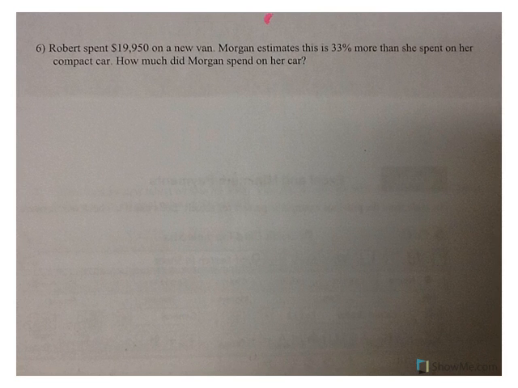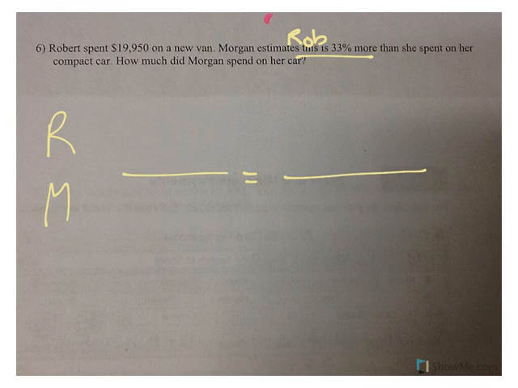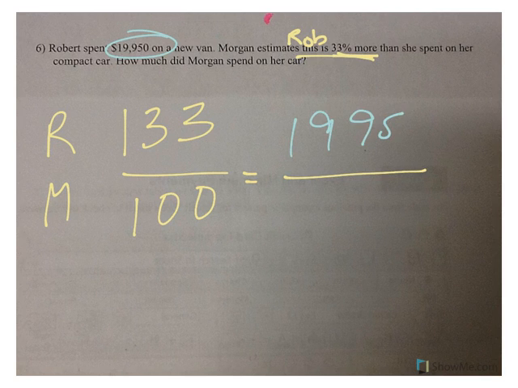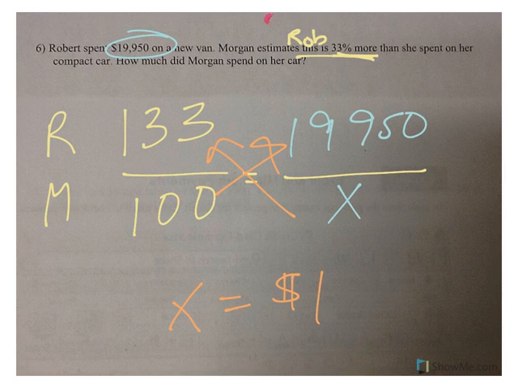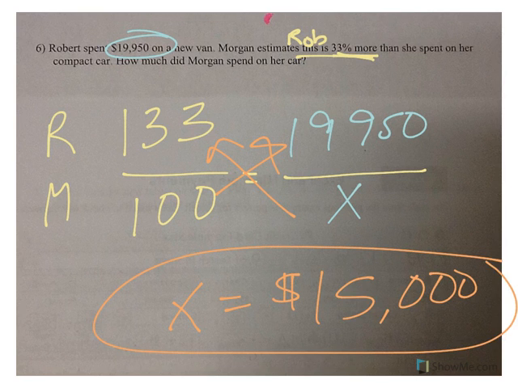Number 6, Robert spent $19,950 on a new van. Morgan estimates this is, when she says this is, she's referring to Robert, 33% more than what she spent on her compact car. So we're talking about Robert compared to Morgan. So Robert is 33% more, so that would be 133. Morgan is 100. Because remember, in percents, the reference is always 100. And Rob spent $19,950, and we don't know how much Morgan spent. So when we cross multiply and divide, you should get an x value of approximately $15,000 that Morgan spent on her compact car.